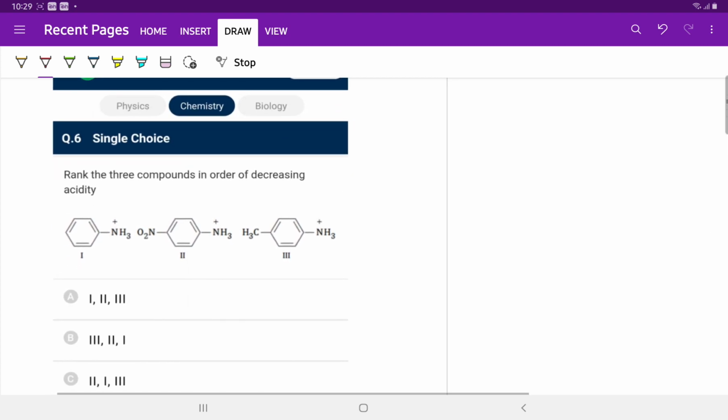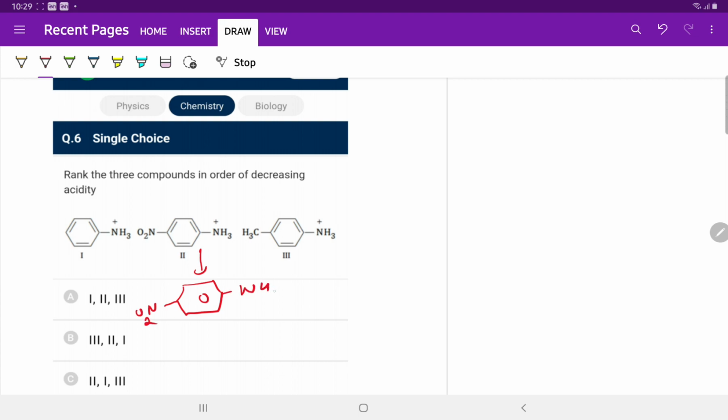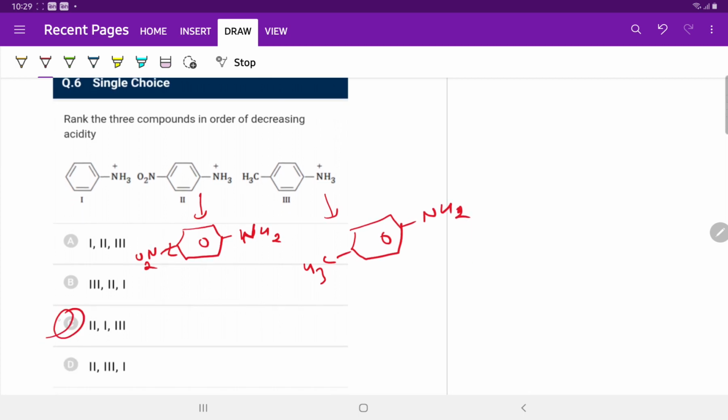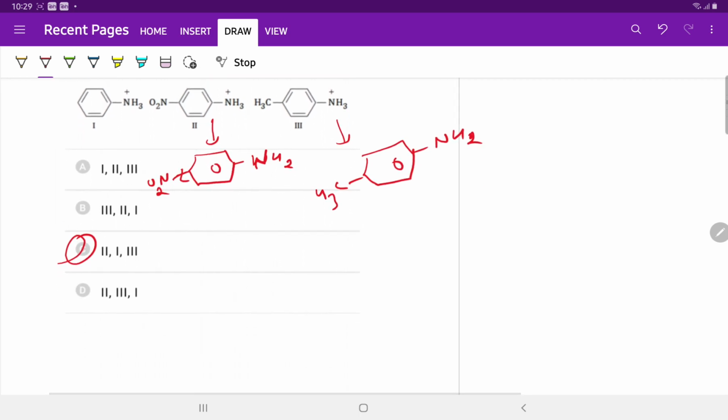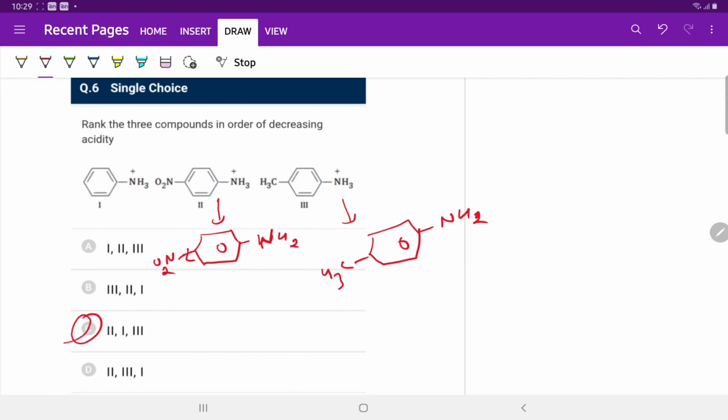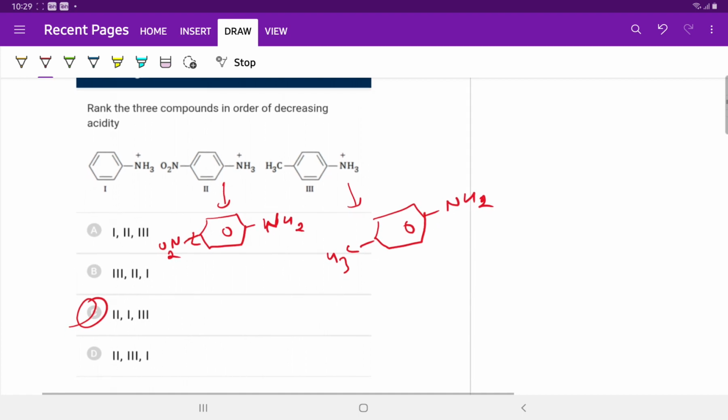Question number 6. Rank the three compounds in order of decreasing acidity. To identify acidity, we will release H plus from the molecule. This species is highly stable due to the withdrawing nature of the nitro group, and this is least stable due to the electron releasing nature of the methyl group. So second, first and third: option C is correct for question number 6. To check the stability of the anion and get the answer for acidity, this is the stability order.